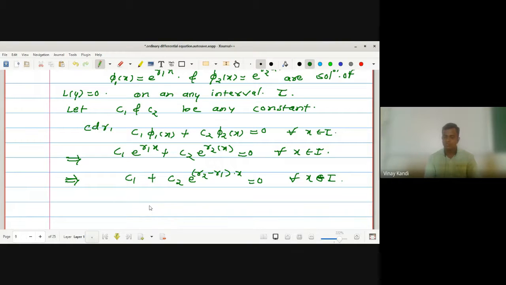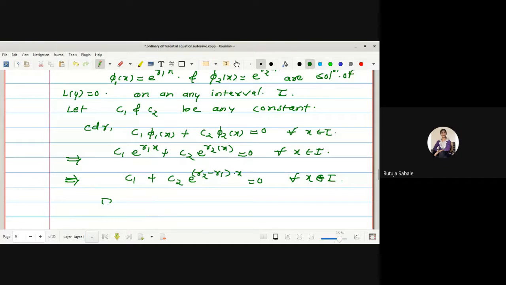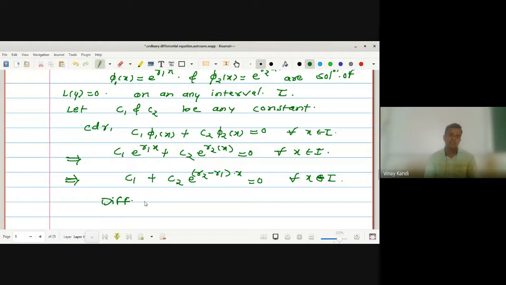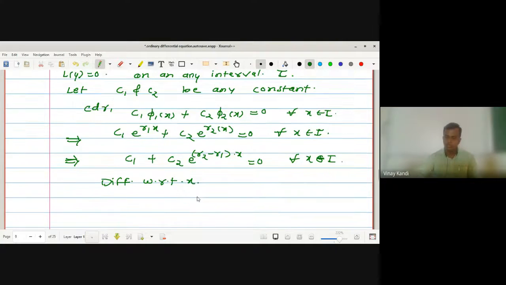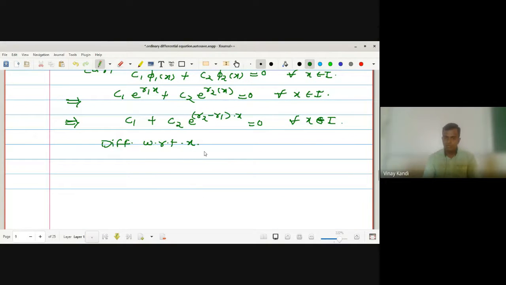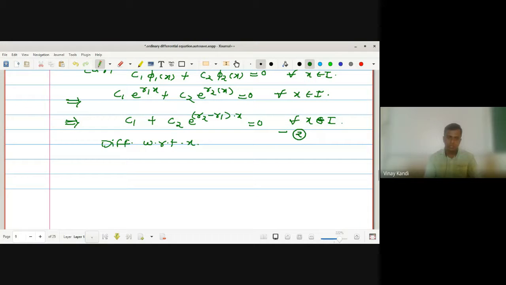Now differentiate this equation with respect to x. So what we get? Give it the equation number. So what we have then is c2 into (r2 minus r1) into e raised to (r2 minus r1) of x is equal to 0.